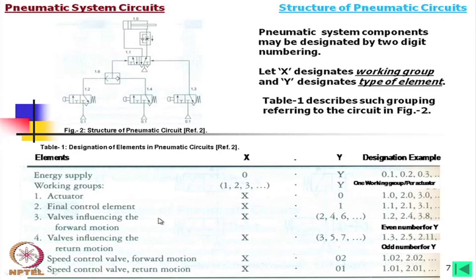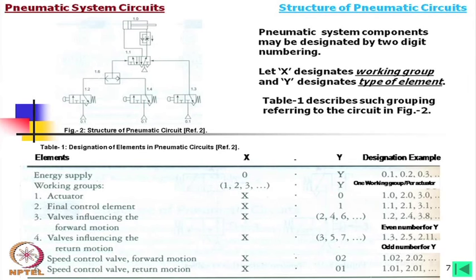Then final control elements, say these are 1.1. These designations, this is for the type of element and this is for the group. Here it is given 1, that means what we find, except the supply, is in working group 1. All such components for a typical type of work are in group 1.